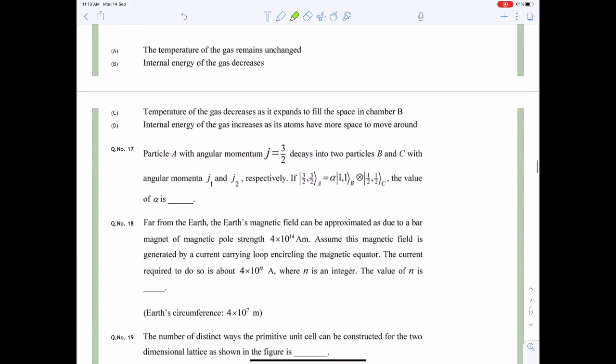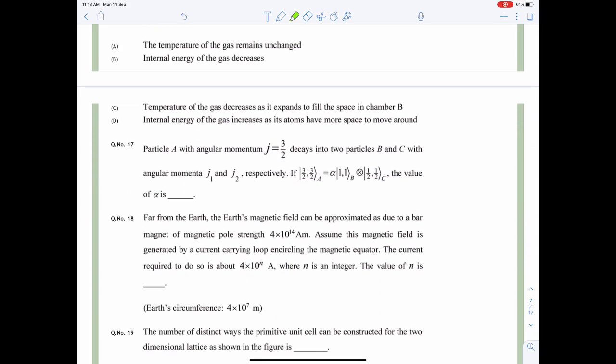Our next question is question number 17. Particle A with angular momentum J equal to 3 by 2 decays into two particles. So we have one particle, A, which decays into B plus C. A has angular momentum J equal to 3 by 2.